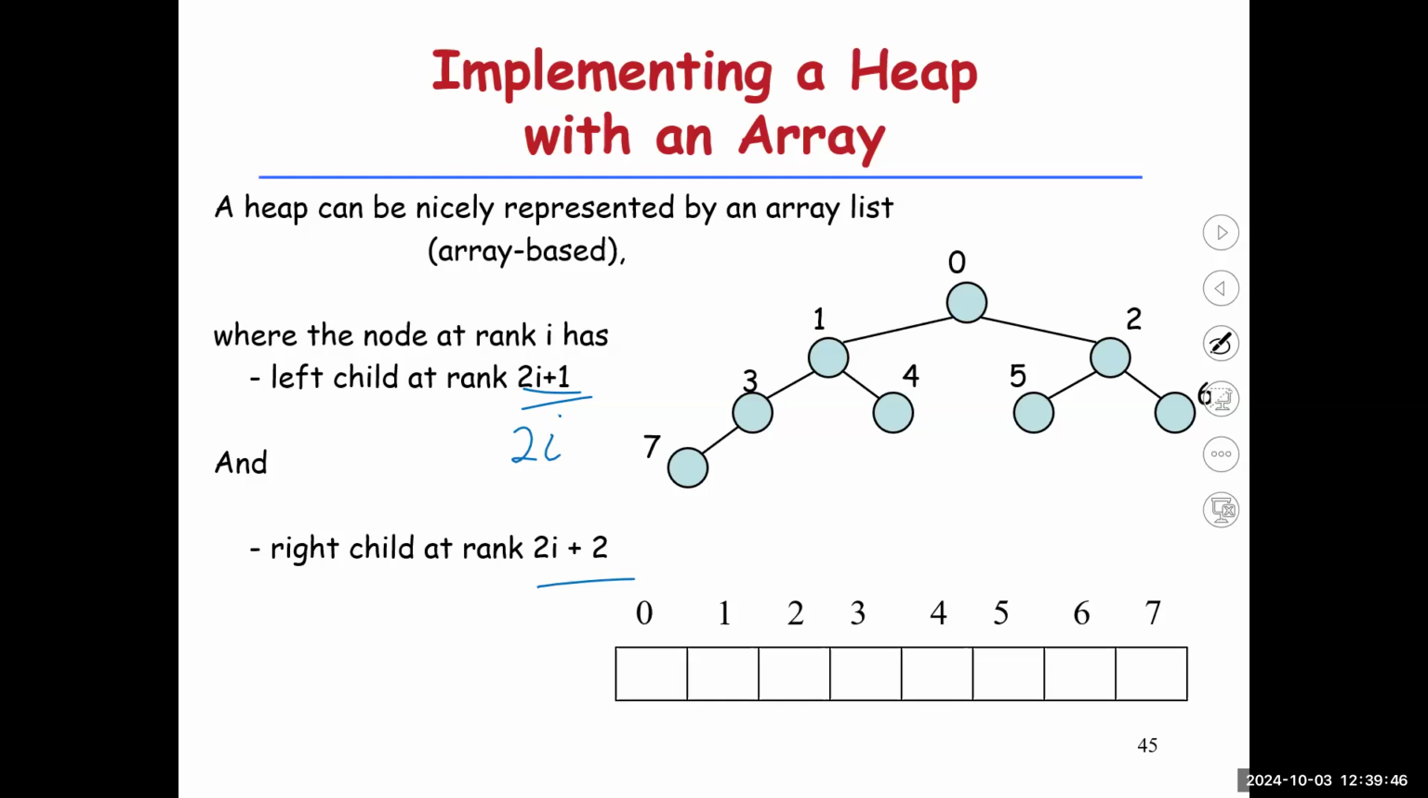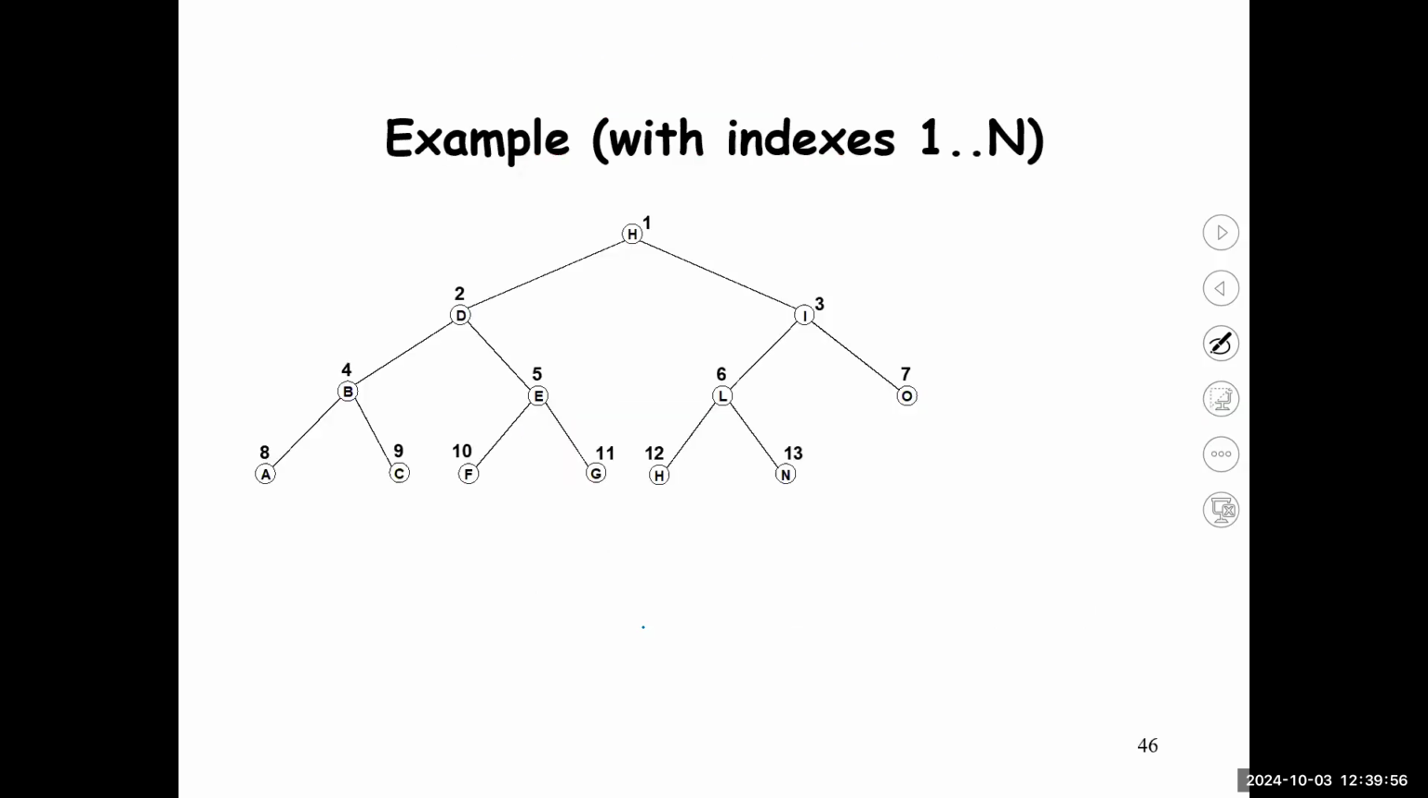2i plus 1, it's when you start by 0. Okay, very good. So technically, if I'm starting the index here by 1, it's 2i. If I'm starting the index by 0, 2i plus 1. Okay, so technically, again, this is just implementing.